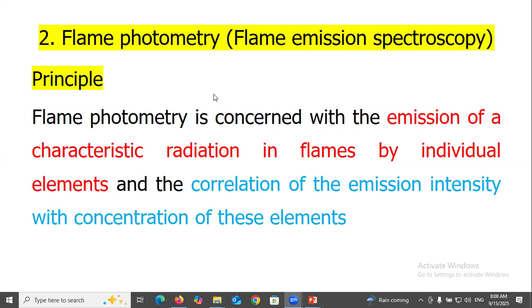Okay, flame photometry, flame emission spectroscopy. Flame photometry is concerned with the emission of characteristic radiation in flames by individual elements, and a correlation of emission intensity with concentration of these elements.